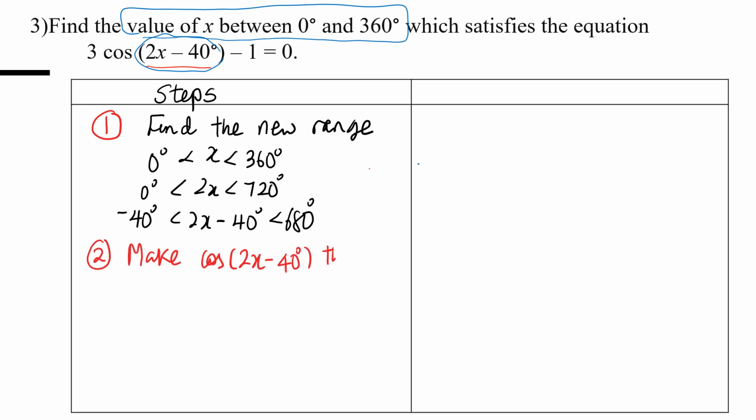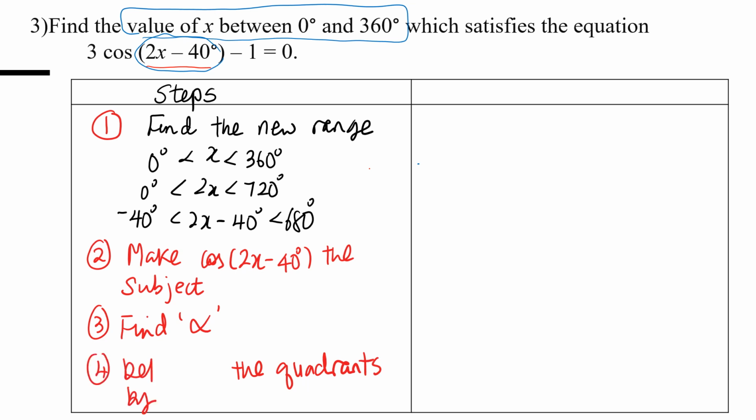Right. And then the second step is to make cosine of (2x minus 40 degrees) the subject as usual. The third step is to find alpha. And the last step is to determine the quadrants by using ASTC. All right, so let's look at the solutions and see how we can go about solving this question.